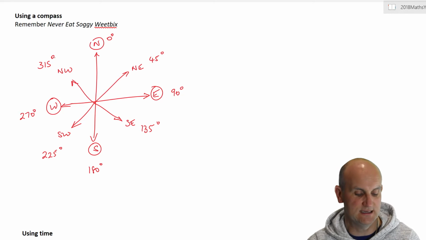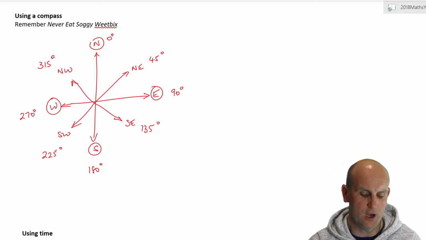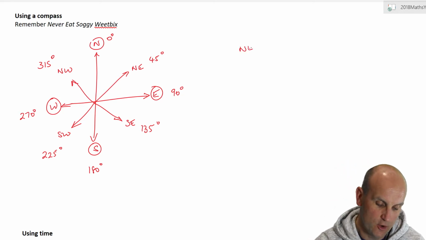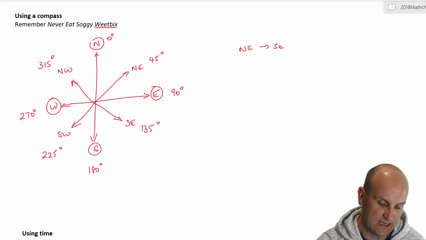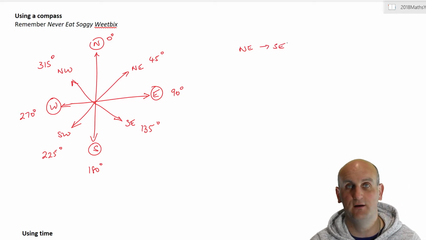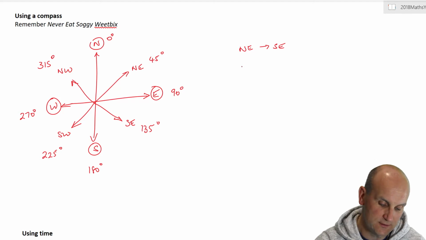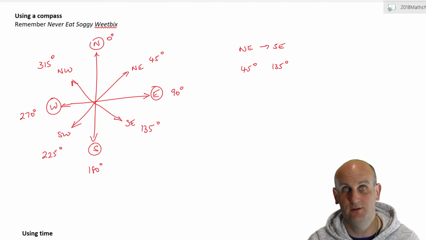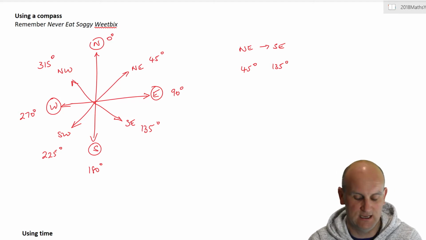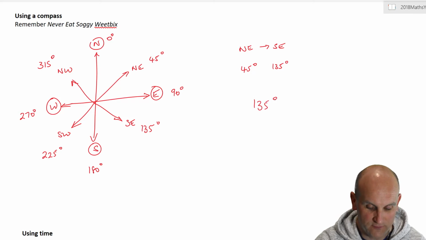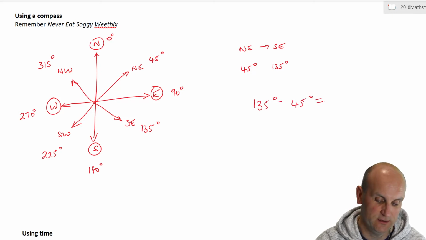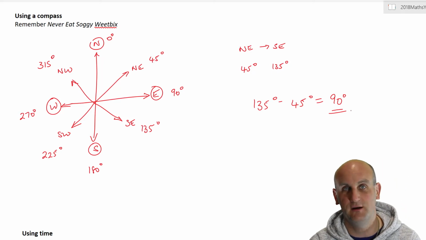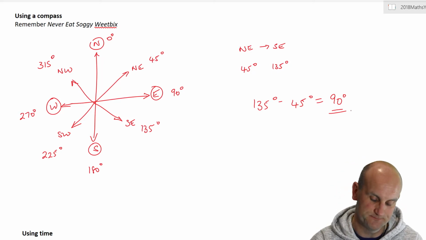So the question might state, for example, what angle is it between northeast to southeast? And what they're really saying is just work out the difference between them. Well, northeast is 45 degrees, southeast is 135 degrees. And what is the difference between the two of those? Well, there we go, there's another word. Take them away. Difference. Same thing. So 135 degrees minus 45 degrees gives me 90 degrees. And lo and behold, it just so happens there are 90 degrees between those.